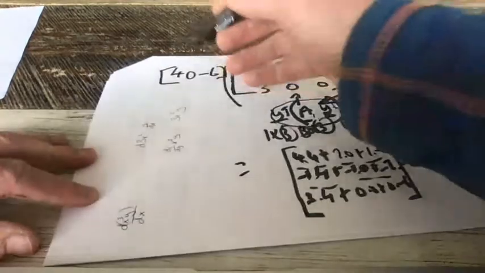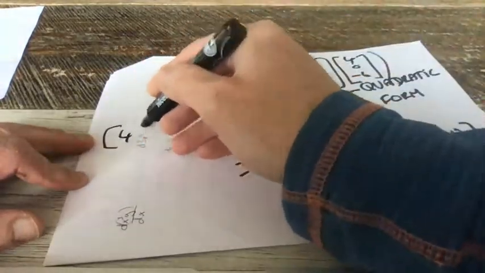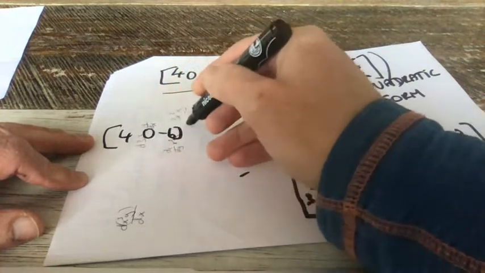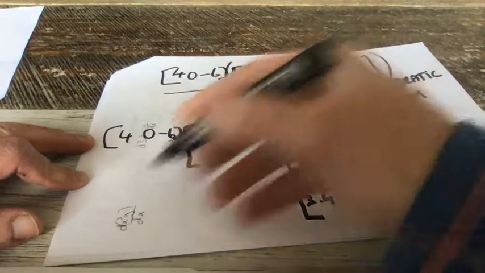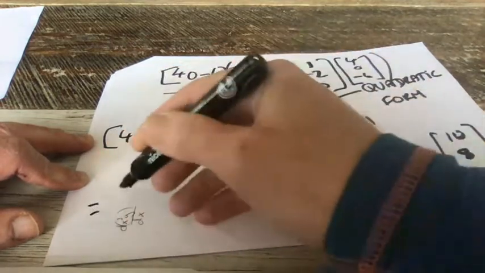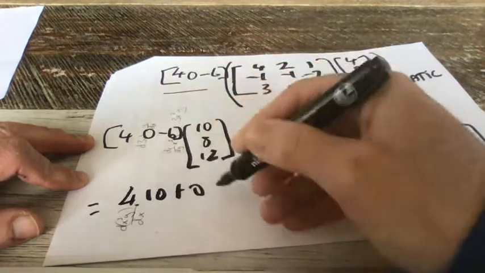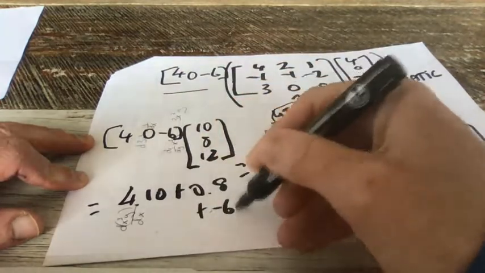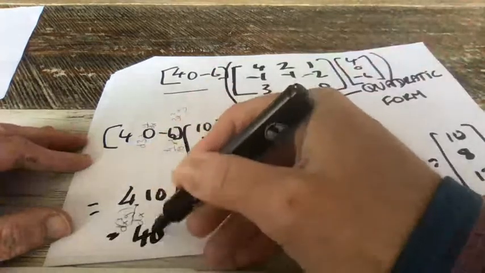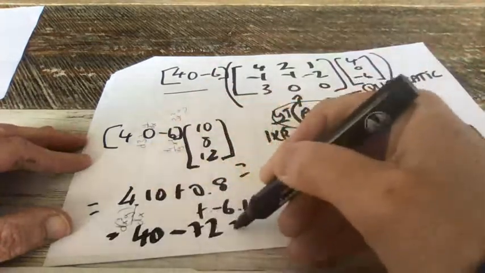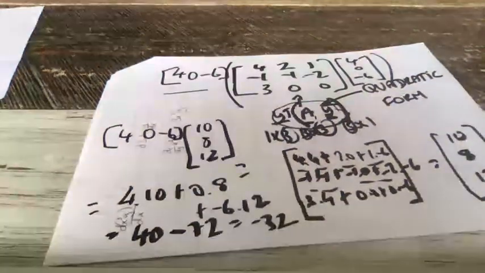And then what you must do is you must multiply this baby by this baby. So you multiply 4, 0, minus 6 by 10, 8, 12, and you get 4 by 10 plus 0 by 8 plus minus 6 by 12. And you get 40 minus 72, which is minus 32. Okay? So that's what you get.